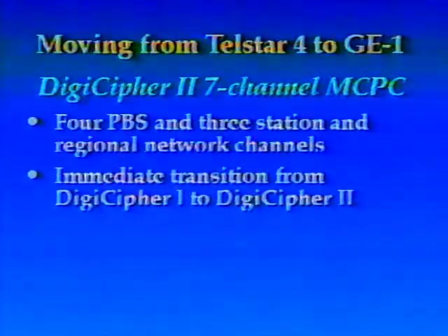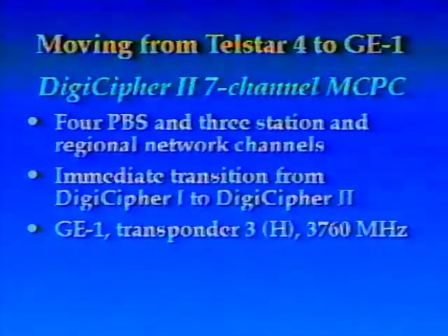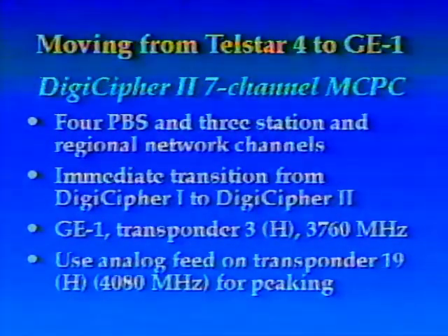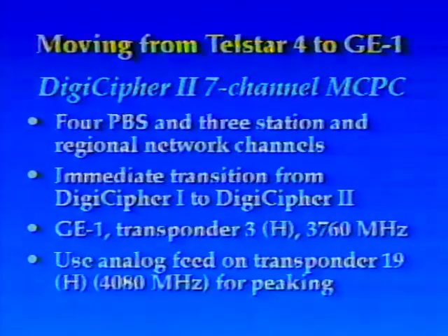This feed will be on GE1 transponder 3, horizontal, 3760 megahertz. And when you're pointing for that satellite, you can use the analog feed, not ours, but an analog feed on transponder 19 horizontal, that's 4080 megahertz for peaking.